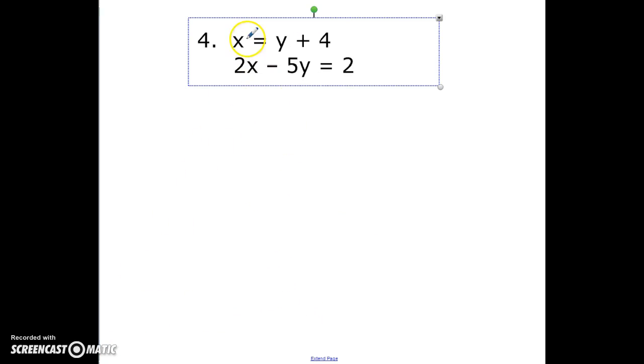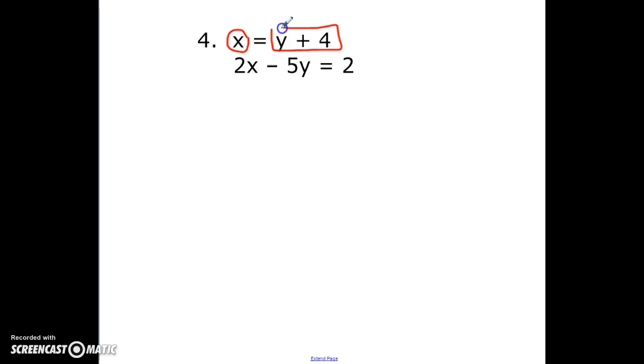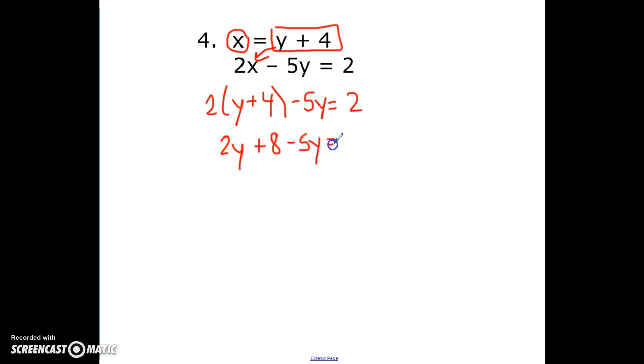Number 4, I have a variable isolated, which means any place I have an x, I can replace it with the value of x. So y plus 4 replaces x in my equation. Now I need to distribute. So 2y plus 8 minus 5y equals 2.